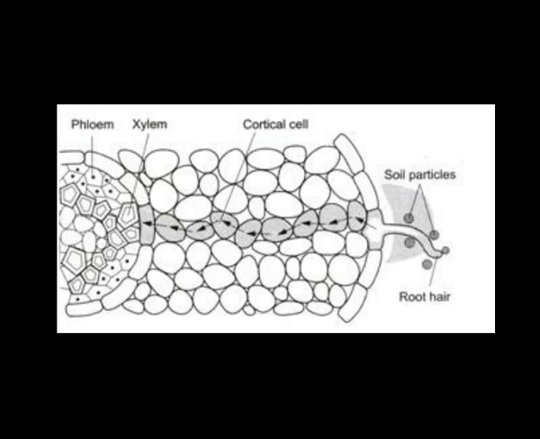Did you see the pathway of water entering with the red color arrows? It shows how the water is entering from cell to cell. First it comes through the root hair, goes to the part in the cortex, then comes to the phloem, then to the xylem, and it goes on reaching the whole plant.